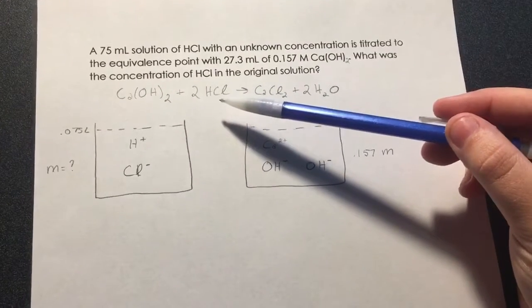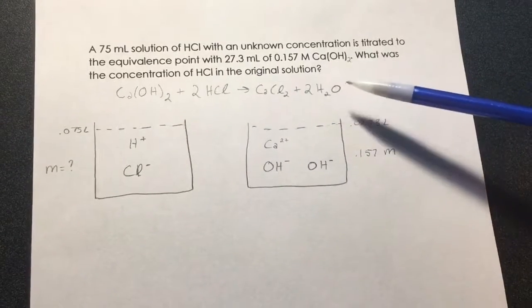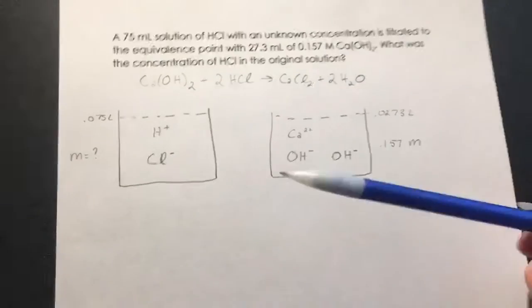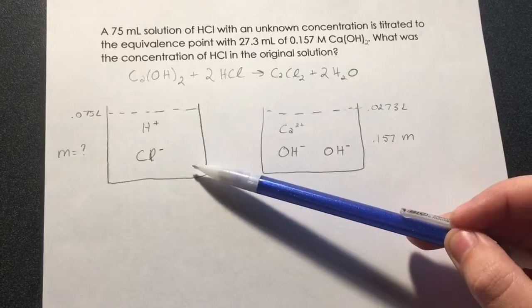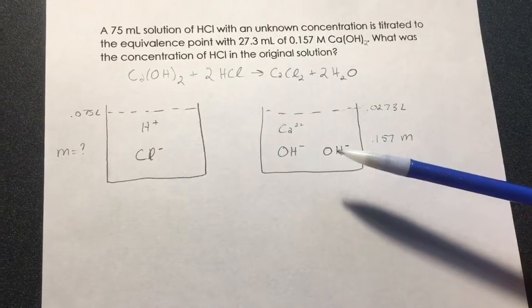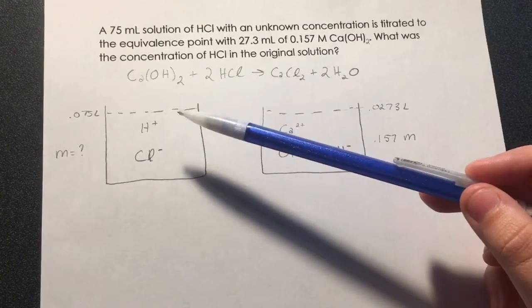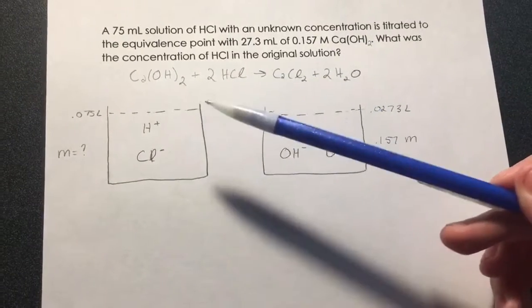I've already taken the liberty of writing the balanced equation out for you. And I've also already drawn out the picture illustrating the concept, where we have the HCl over here, and then we have the Ca(OH)2. And what we know in this problem is that we have 0.07, I've already converted it to liters to make it easier to solve the problem.